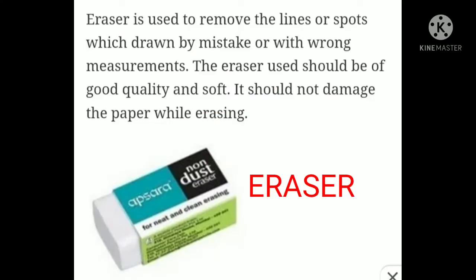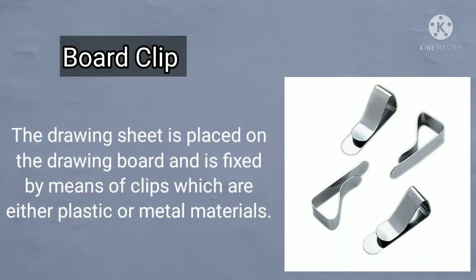Eraser is used to remove the lines or spots which are drawn by mistake or with wrong measurement. The eraser used should be of good quality and soft. It should not damage the paper while erasing. The drawing sheet is placed on the drawing board and fixed by means of clips which are either plastic or metal materials.